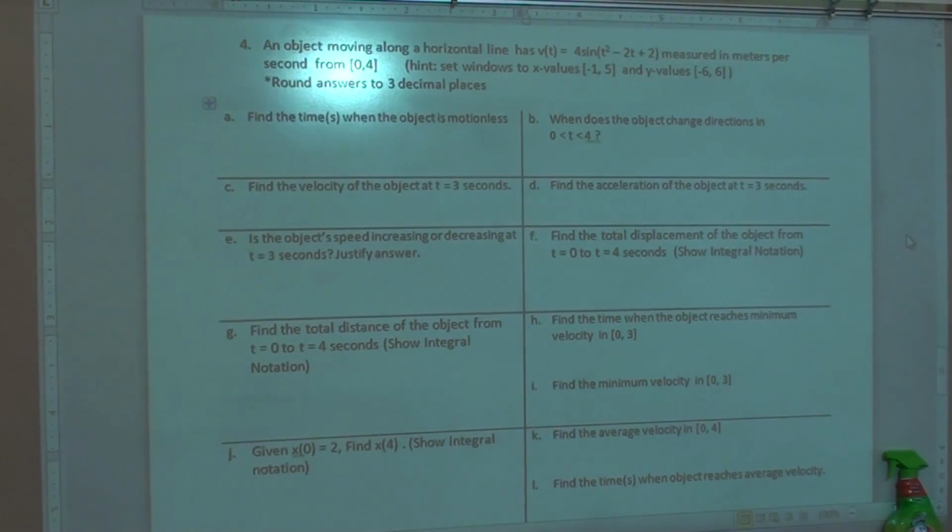This is on review worksheet 3, problem number 4. This is a PVA problem and it's using a calculator. It's a little different from what we've done in the past because in this one you are given a velocity function rather than a velocity graph. And what I want to start on is let's just talk about your calculator.